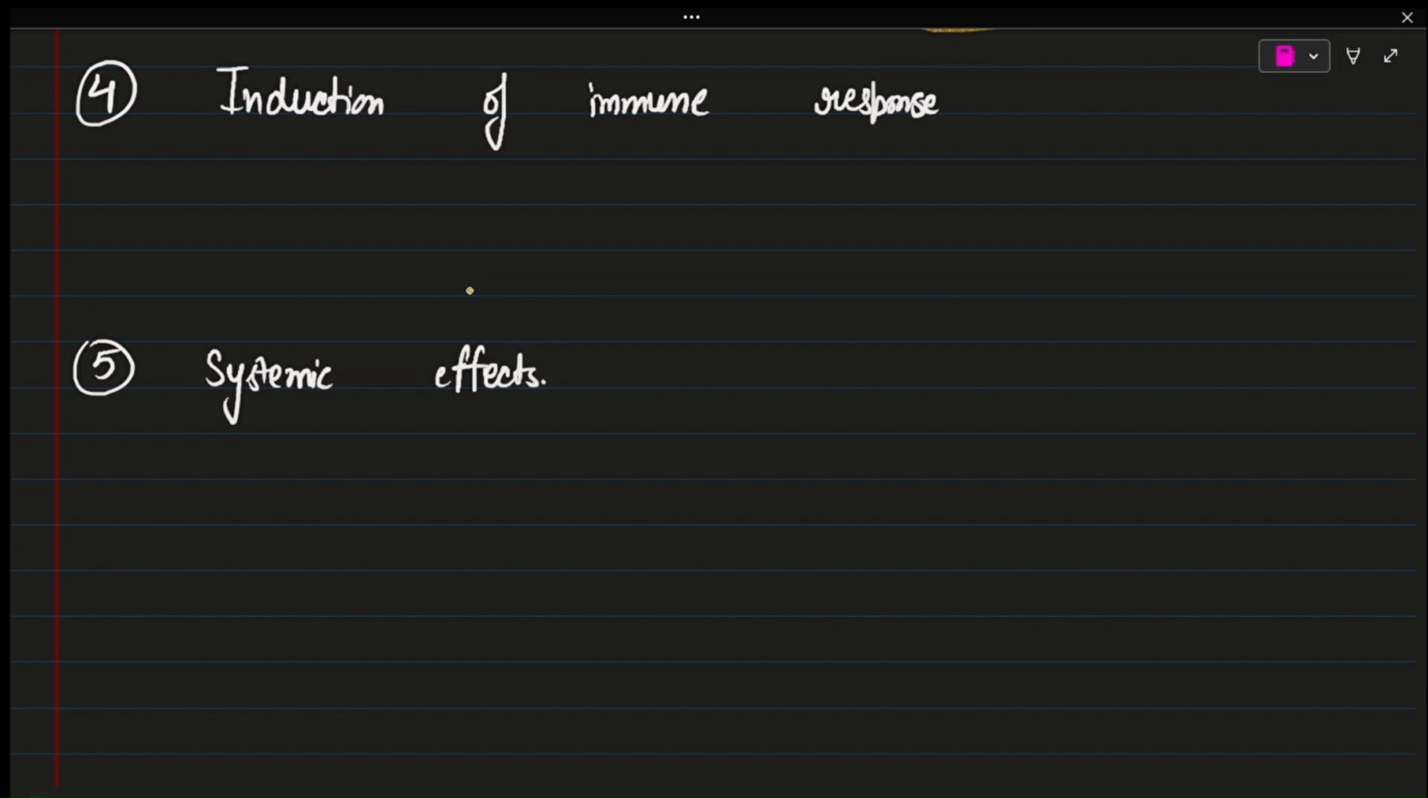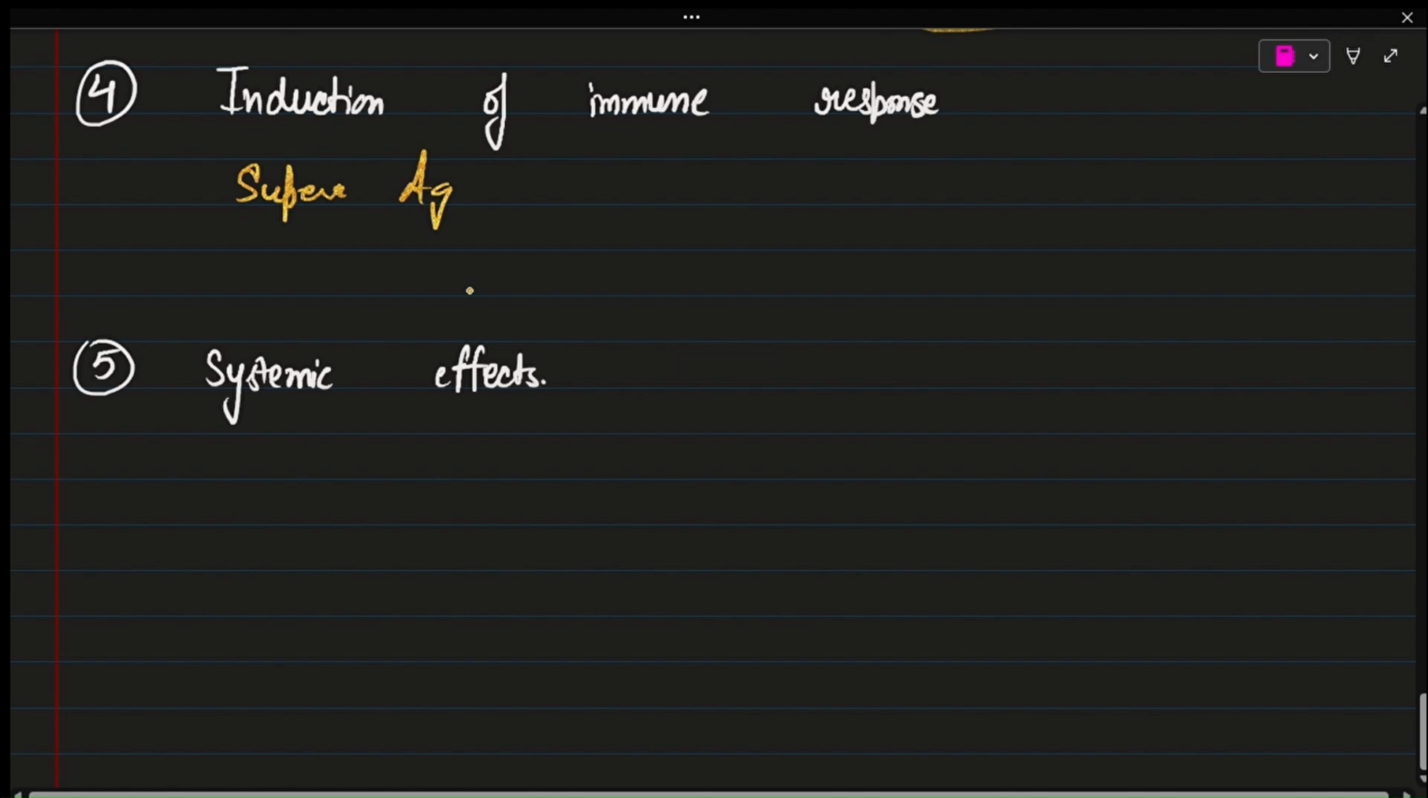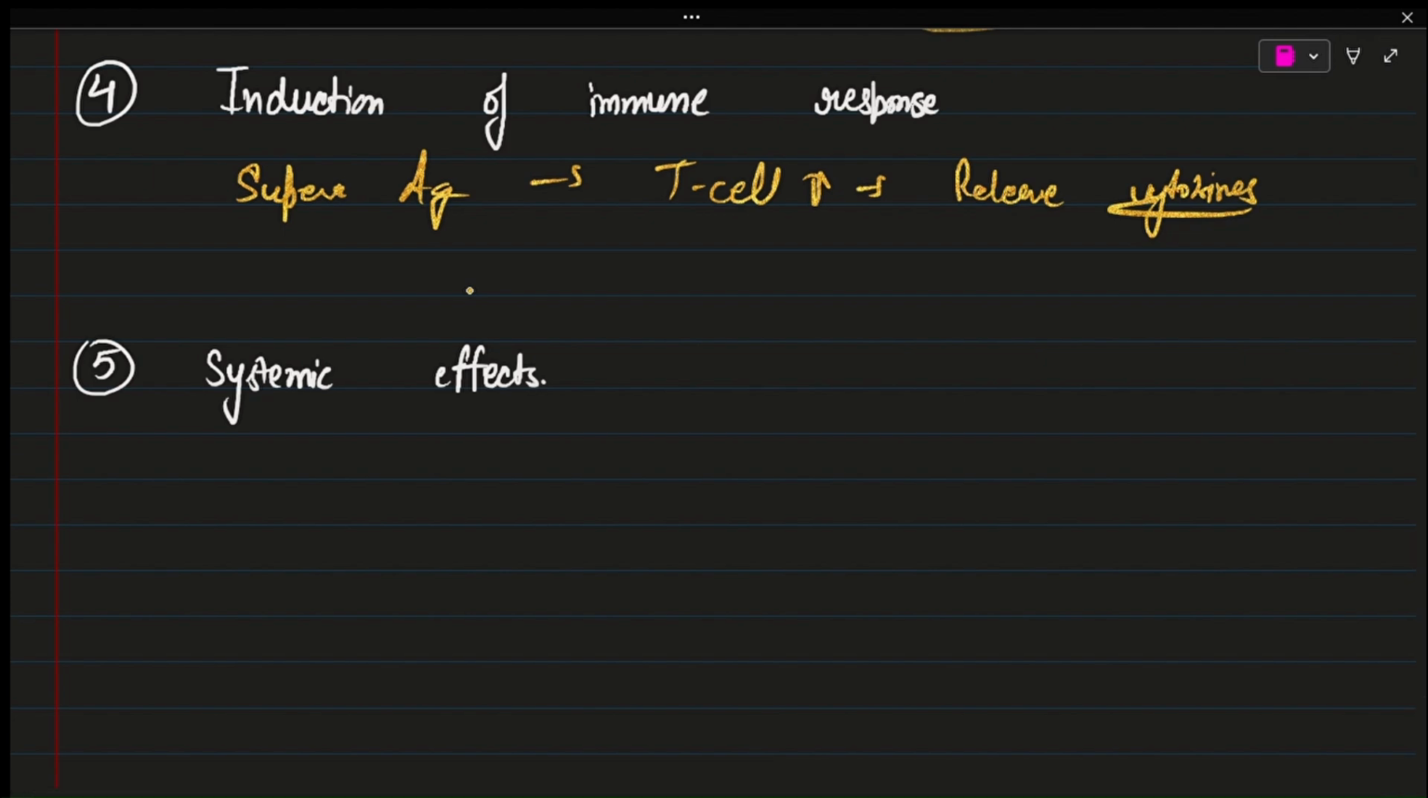Then fourth will be the induction of immune response. As I have told you, in case of superantigens, what they will do is they will stimulate T cells in high amount. Then they will release cytokines again in high amounts, and this thing will go on and on, and ultimately the functioning of our body or host cell will get affected.